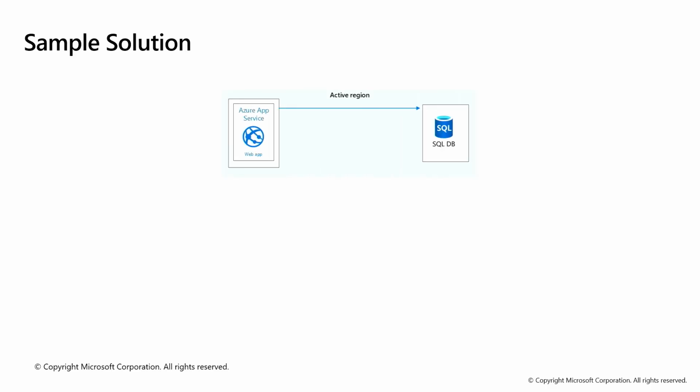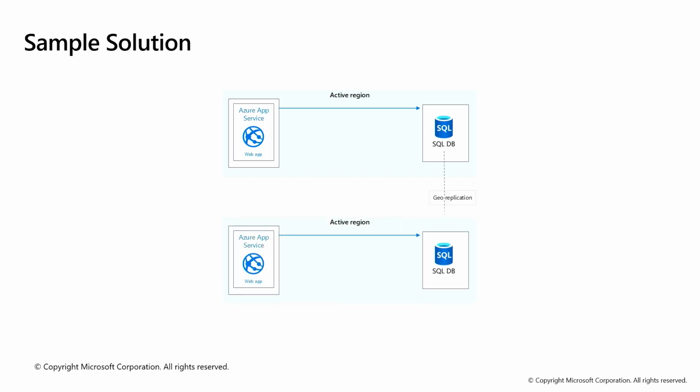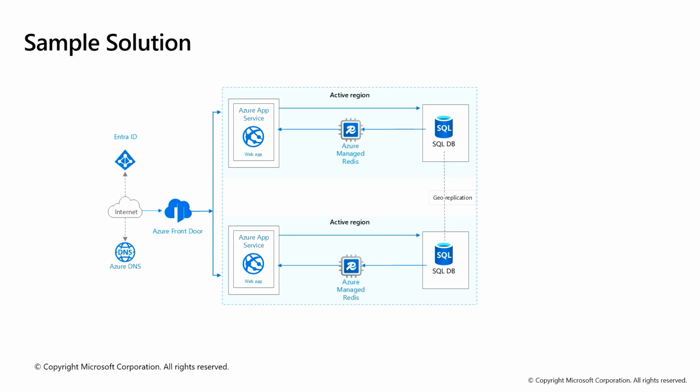We will first define the primary region. We can use Azure SQL Database with the Business Critical tier. We will define the secondary region with geo-replication from the primary region. We can optimize the latency with Azure Managed Redis. We will secure the access with Entra ID authentication and Azure Front Door. We will protect with a Microsoft Defender for Cloud.